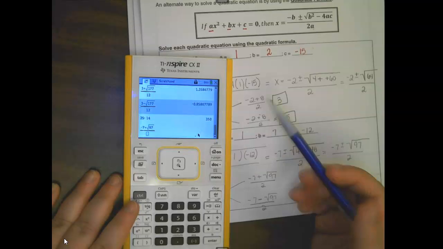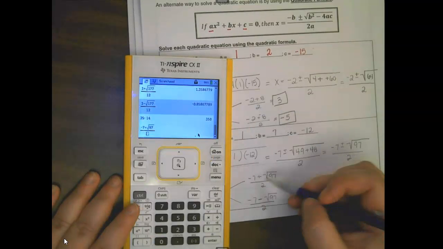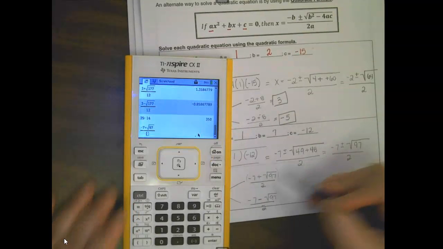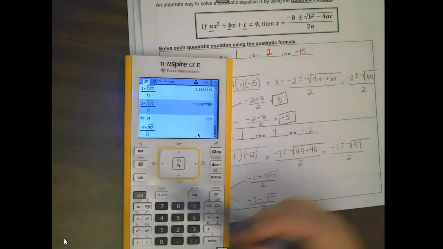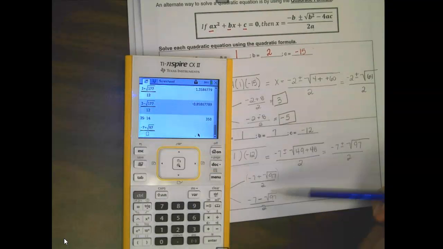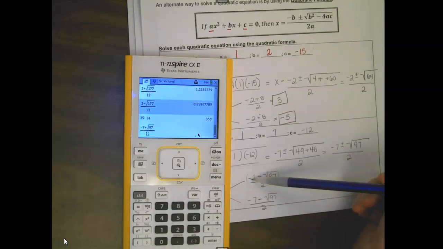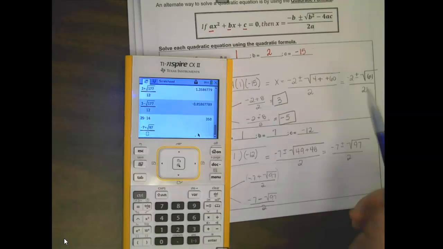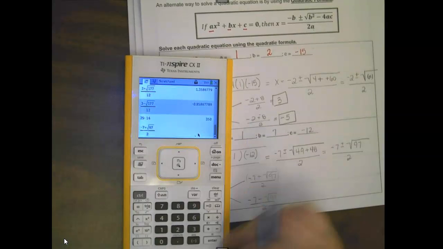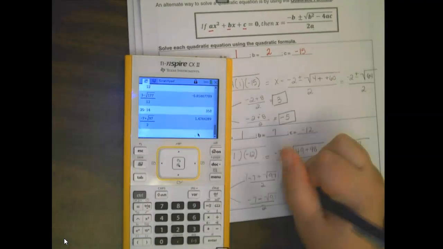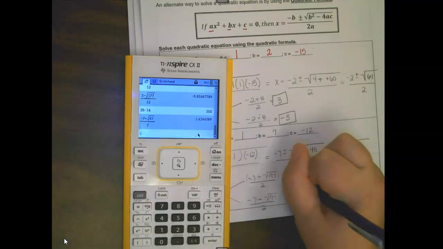Just be sure if you work this out that you put parentheses for your numerator if you don't do it as a fraction, or if you do it piece by piece that you do your square root, then add your negative 7, then divide the total by 2. Just be sure you're putting the calculator in correctly. So this is about 1.4.